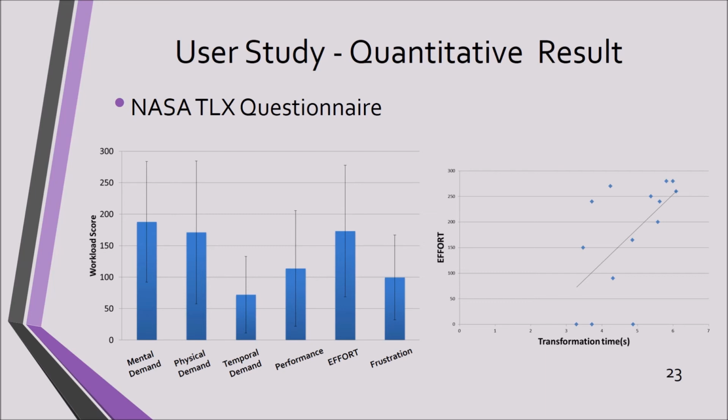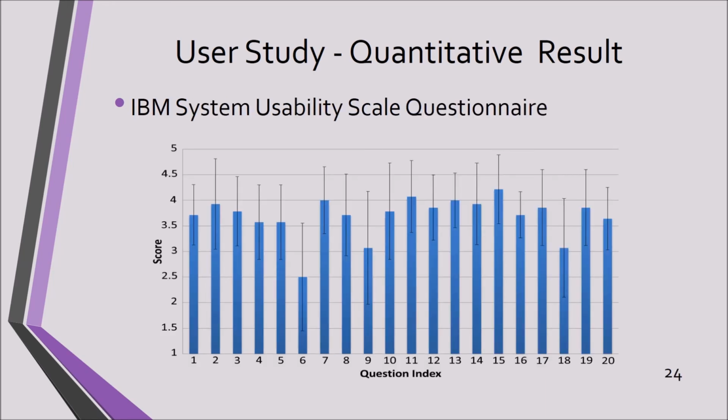With linear regression, we observe that for a unit time period, the effort required for object transformation is much greater than for sketching. Most of the scores in the IBM System Usability Score questionnaire are high. The extremely low score happened in question 6, "It was easy to learn to use this system," which means only 20 minutes is not enough for users to learn how to use the system. More time for training may be necessary.